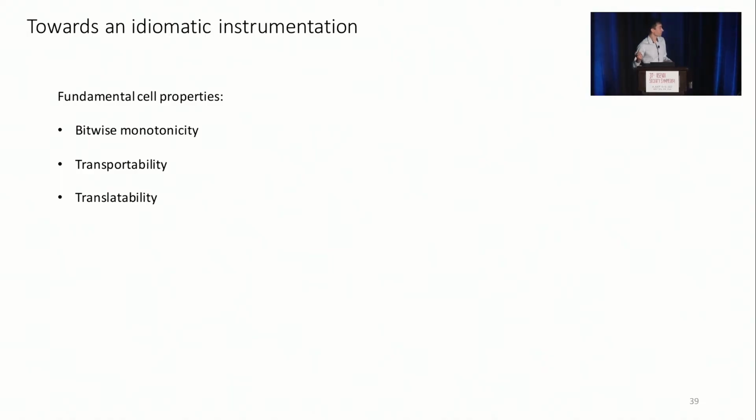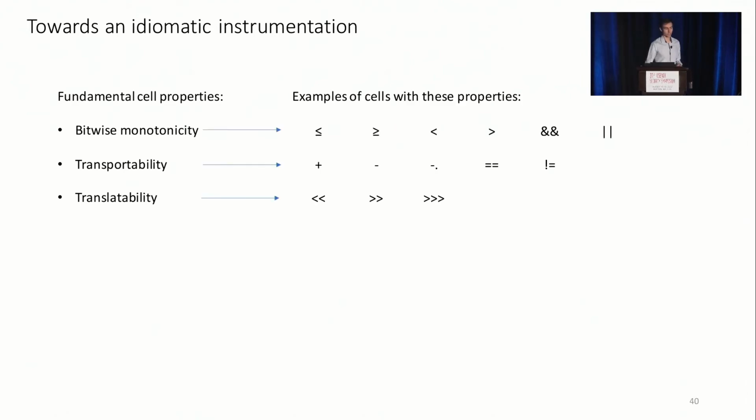We do it by identifying 3 properties of these cells: monotonicity, transportability, and translatability. Here are some cells, for example, that correspond to these 3 properties. I will limit myself to this cell, this inequality cell, but I promise you will get the big picture.